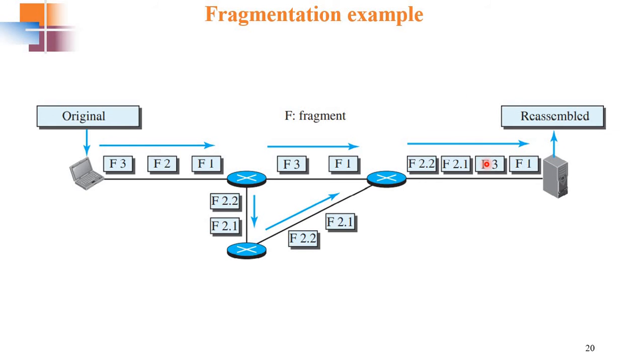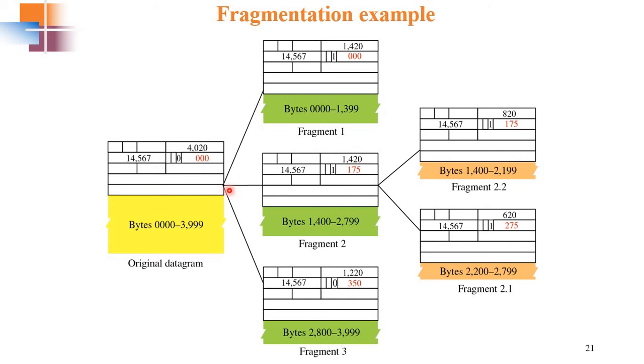So we have to do the reassembly process on the destination side. What's the point we have to know here? The objective is that the source and the router have the right to do fragmentation of the incoming datagram. Right. So here a fragmentation example has been given.